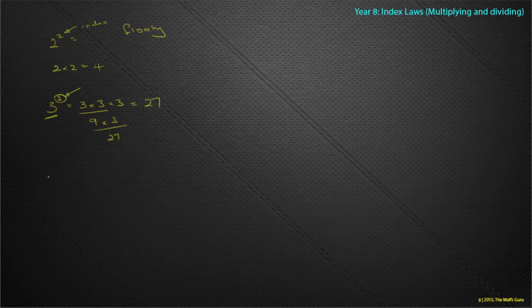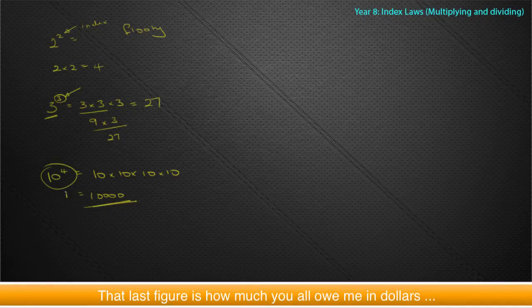Let's think of something a little bit harder. What about 10 to the floaty 4? Well, that just means 10 times 10 times 10 times 10. And I'm pretty sure we can do most of that in our head. That will have 1 and 4 zeros. Did you notice anything interesting? With the 10 and a floaty 4, this 4 here stands for how many zeros there are.